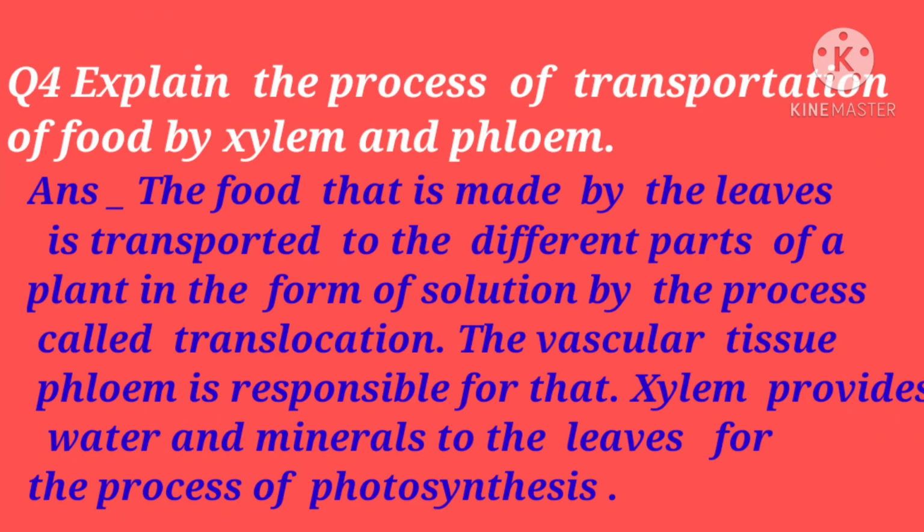Now the next question, number 4: explain the process of transportation of food by xylem and phloem. The food that is made by the leaves is transported to the different parts of a plant in the form of a solution, and this process is called translocation. The vascular tissue phloem is mainly responsible for that, and xylem provides the essential nutrients, minerals and water to the leaves for the process of photosynthesis. So in this way, both vascular tissues perform this function.